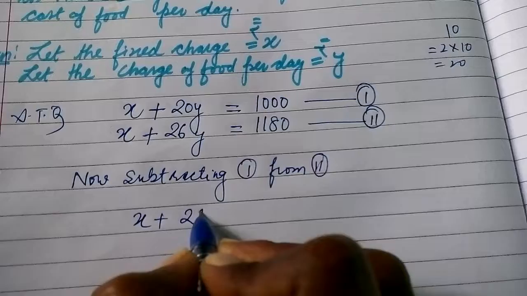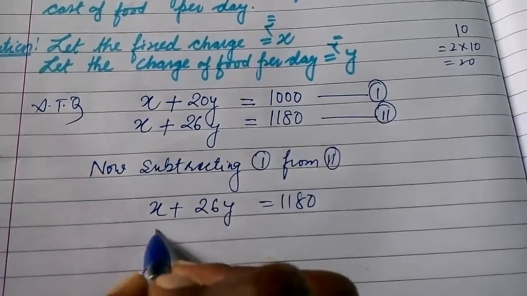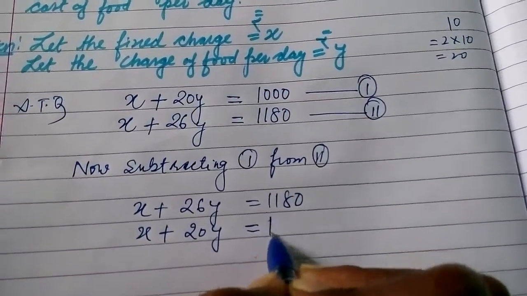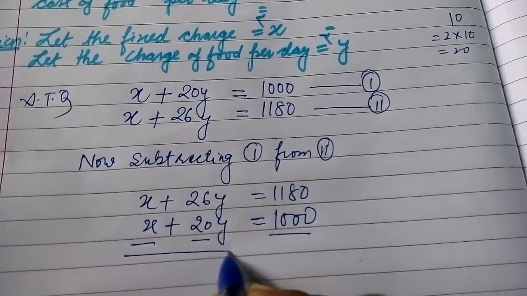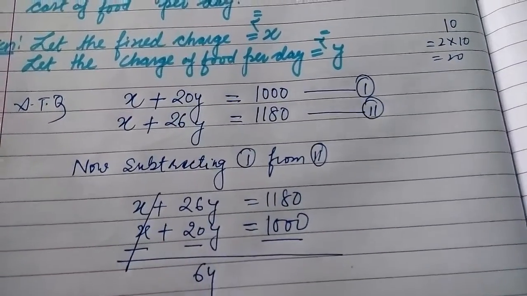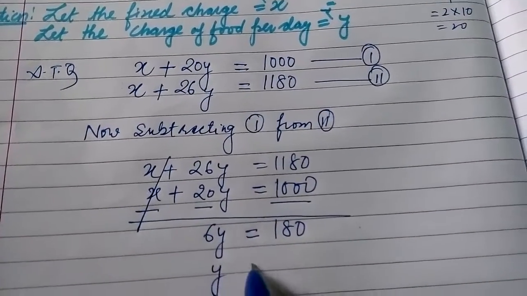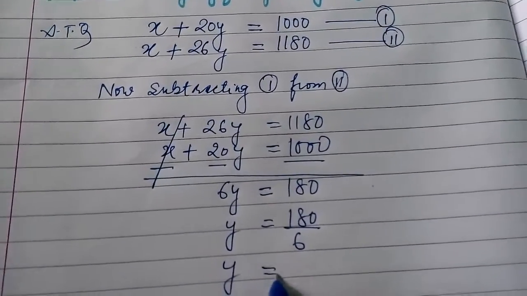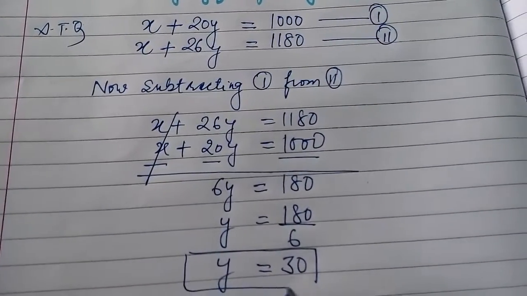x plus 26y is equal to 1180, and the first equation is x plus 20y is equal to 1000. Subtract means the sign will change, so change the sign. This x cancels with x, and 26 minus 20 gives 6y, and you get 180 here. From here you get y is equal to 180 upon 6, and from there y is equal to 30. So I got the charge per day, that is 30, that is y.